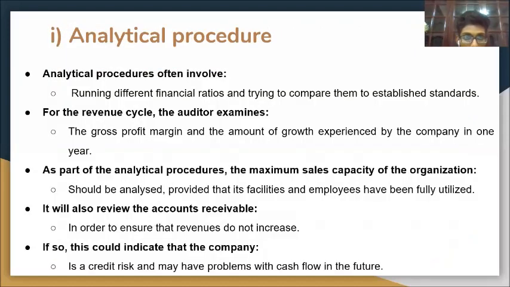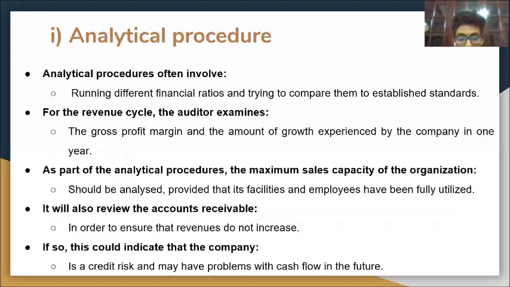So analytical procedure often involves running different financial ratios and trying to compare them to establish standards. For the revenue cycle, the auditor examines the gross profit margin and the amount of growth experienced by the company in one year. As part of the analytical procedure, the maximum sales capacity of the organization should be analyzed, provided that its facilities and employees have been fully utilized.